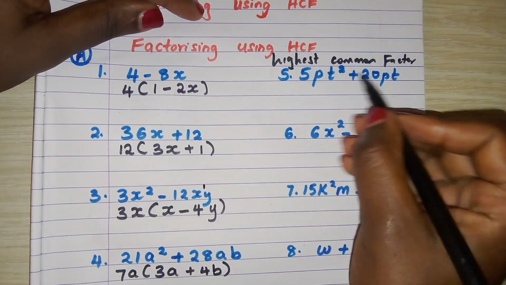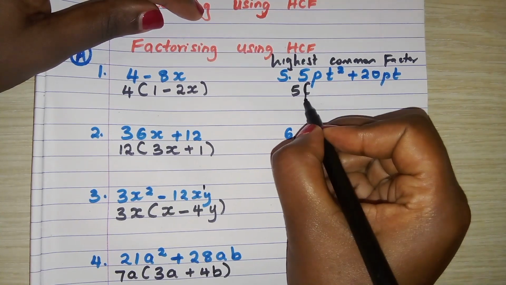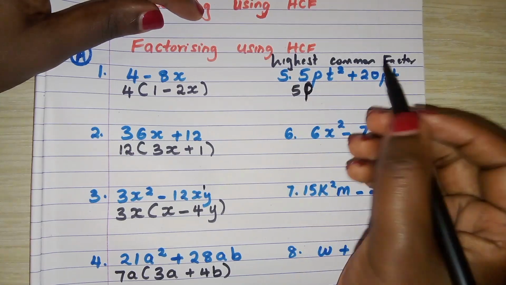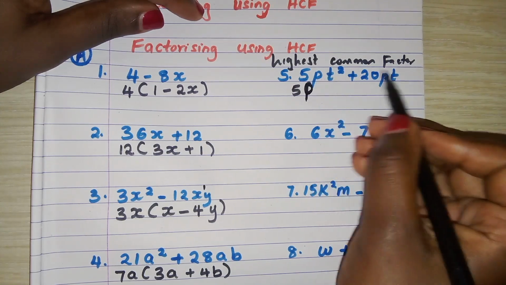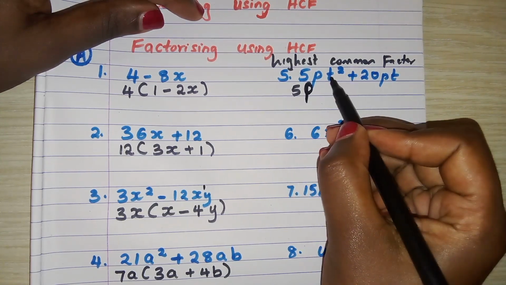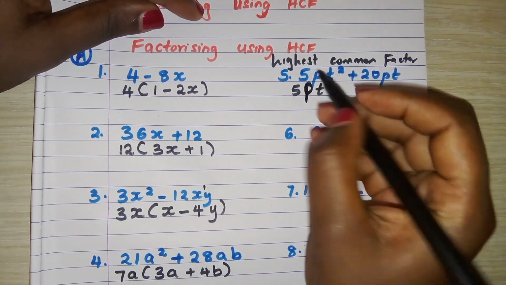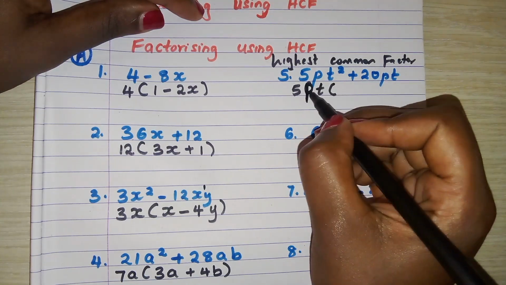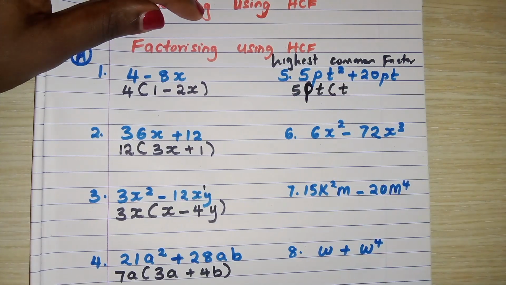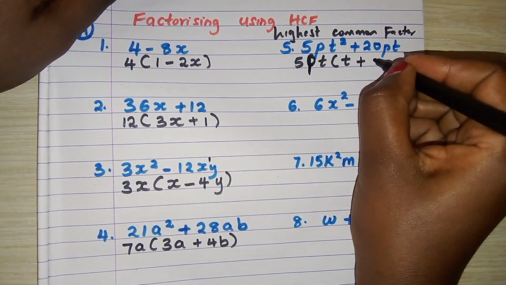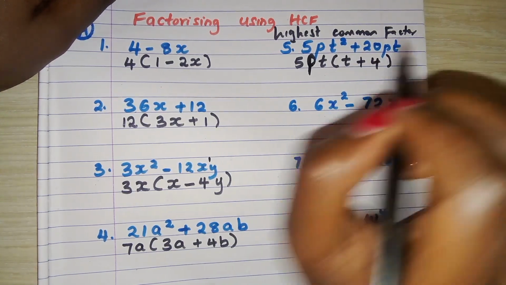The next question, 5 and 20, the highest common factor would be 5. And there's p here and there's p here, so we take the one with the lowest power, which is just 1 p. And then you have t and t, so we take only 1 t. Then 5 divided by 5 is 1, p divided by p is 1, t squared divided by t is t, t is left, plus 20 divided by 5 is 4. P divided by p is 1, t divided by t is 1, so you close the bracket.